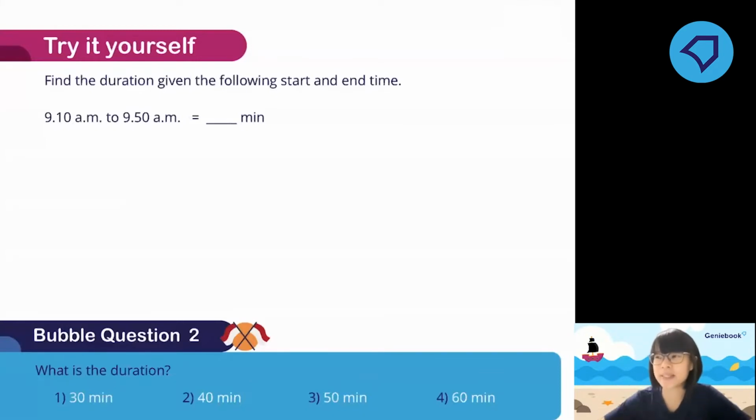Please click on the option so that you can get your bubbles. How many minutes would that be? What is the duration? Is it 30 minutes, 40 minutes, 50 minutes, or 60 minutes? You have about 30 more seconds.